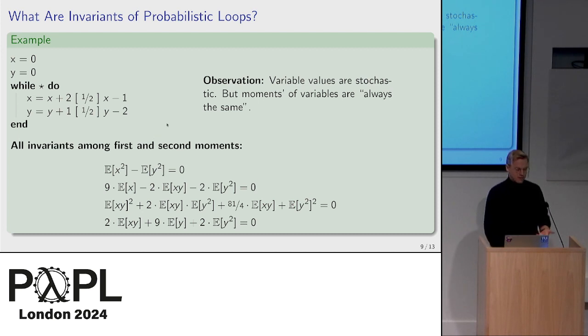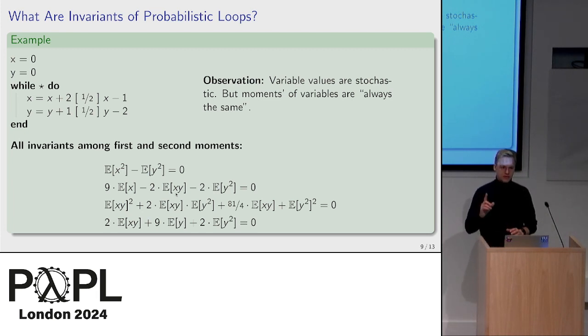And this is an invariant for this loop. And also so are the more complicated polynomials among the first moments and second moments of x and y. So we have here the expected value of x, the second moment of y squared, and also mixed moments. These are actually all invariants of this loop.